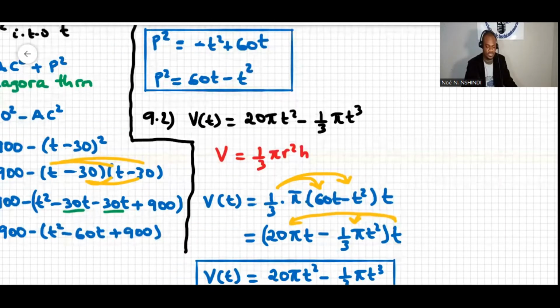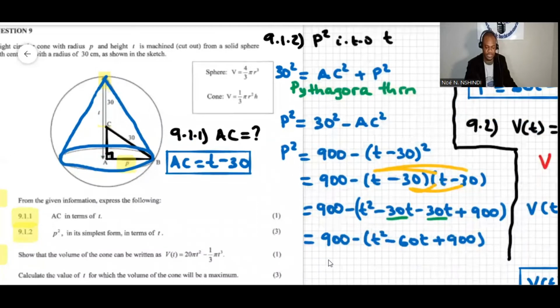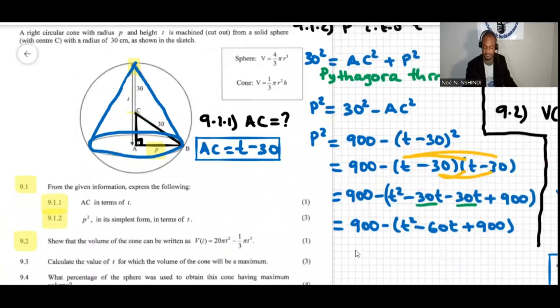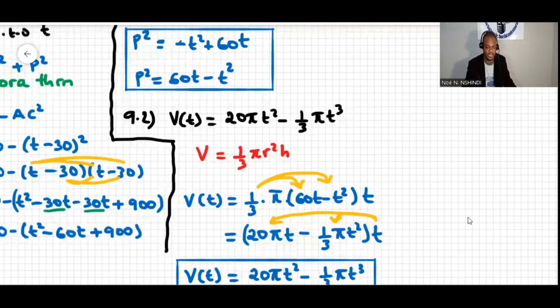Thank you. And now the following question is question 9.3. This question says: calculate the value of t for which the volume of the cone will be a maximum. To get the maximum volume, we set the derivative of the function equal to 0, so I want to differentiate the function now.